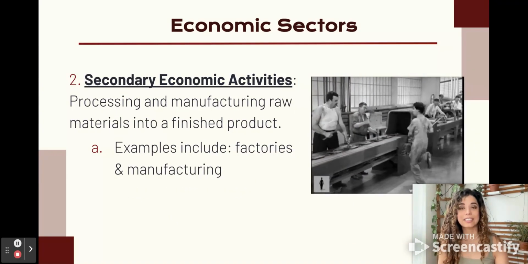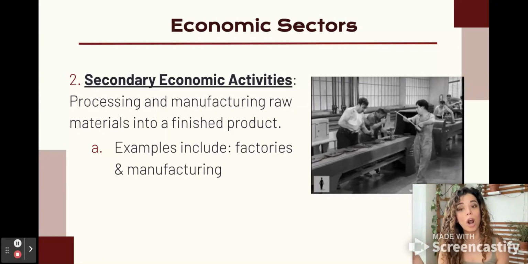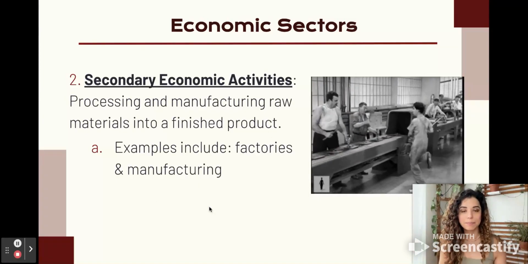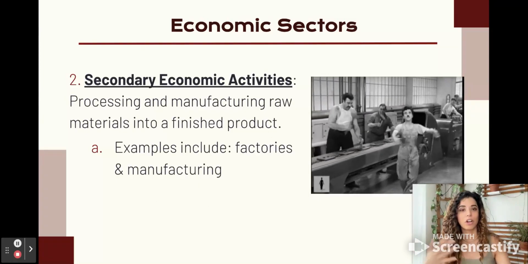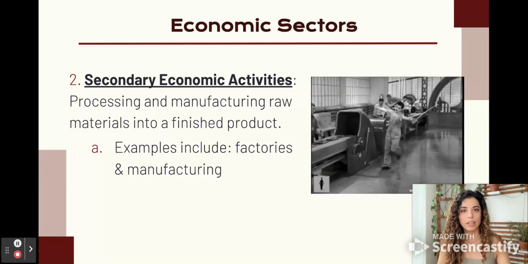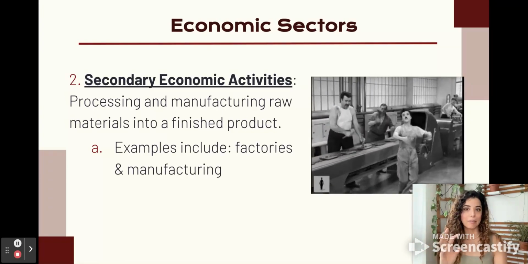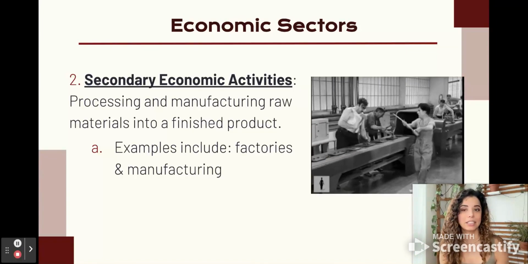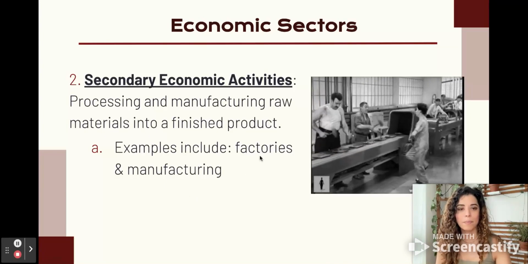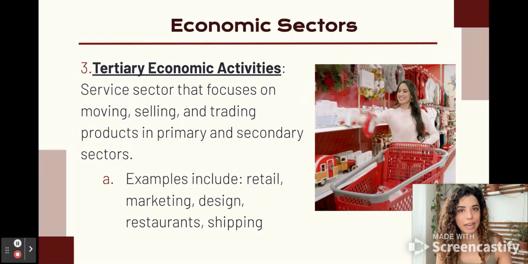Secondary economic activities, that has to do with the processing and manufacturing of raw materials into a finished product. So anything that involves factories or manufacturing, that would fall into that category. Like the example that I used earlier with fish being the primary economic activity, once it gets processed and packaged, then that could be considered secondary because it's gone through some sort of processing in order to make it consumable. Then we have tertiary economic activities.